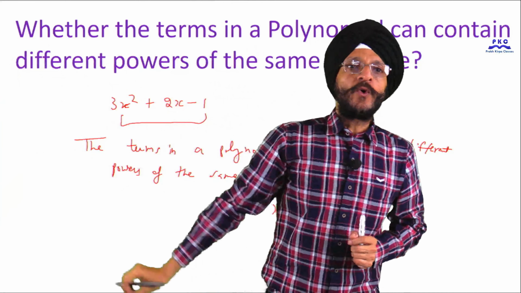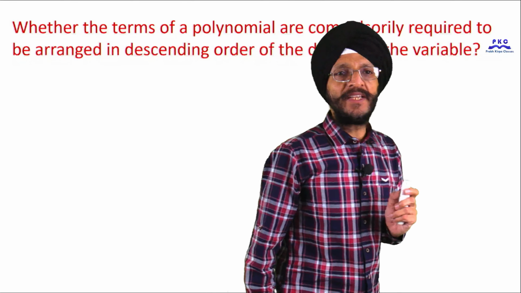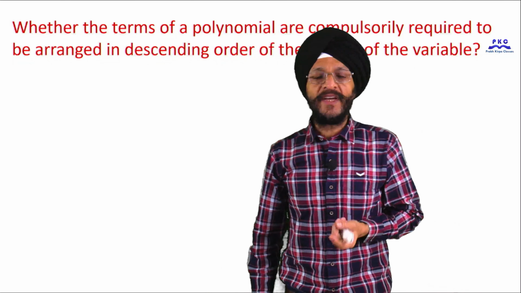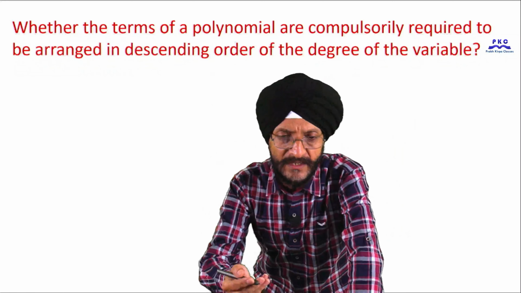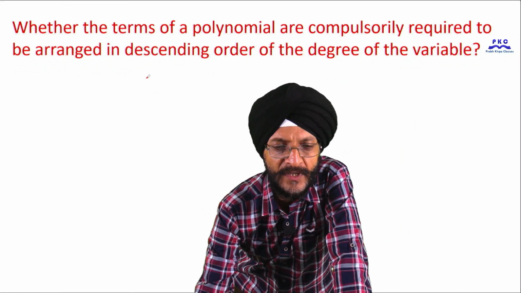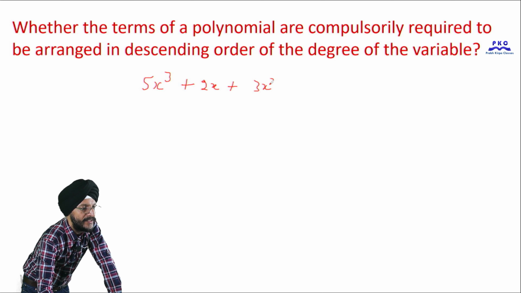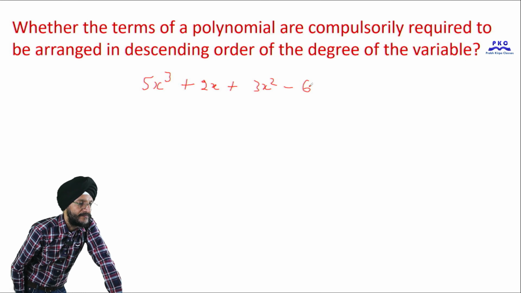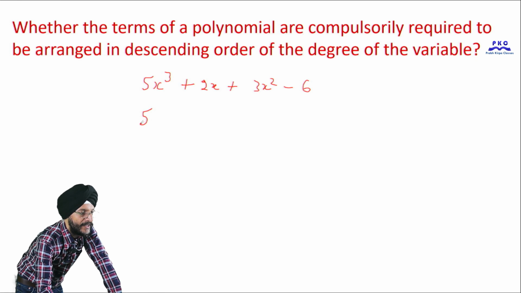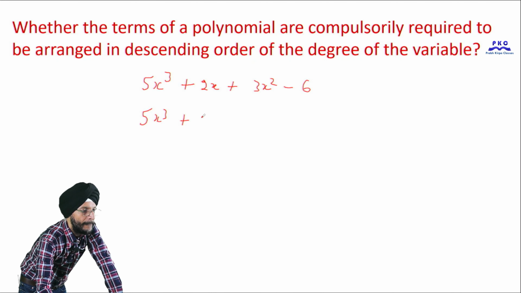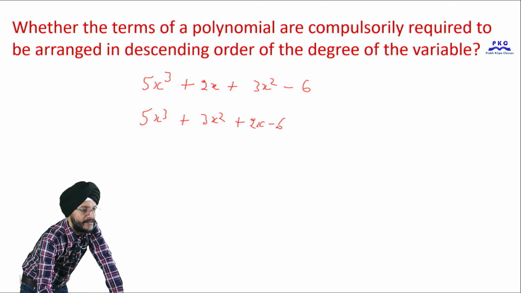Now the next question before us is whether the terms of the polynomial are compulsorily required to be arranged in the descending order of the variable. Let us understand this with the help of an example. Suppose I write 5x cube plus 2x plus 3x square minus 6. I write the same terms again as 5x cube plus 3x square plus 2x minus 6.